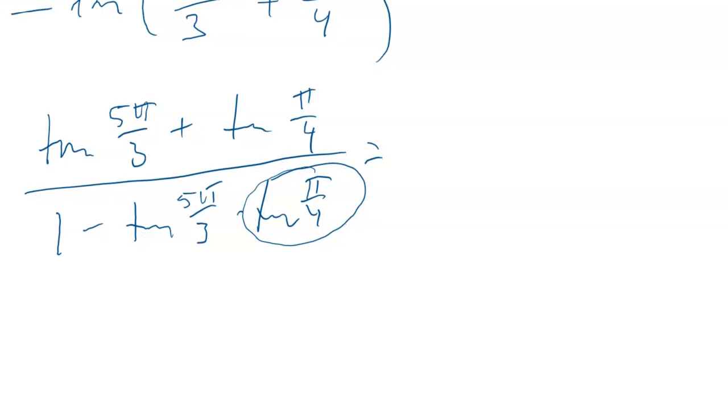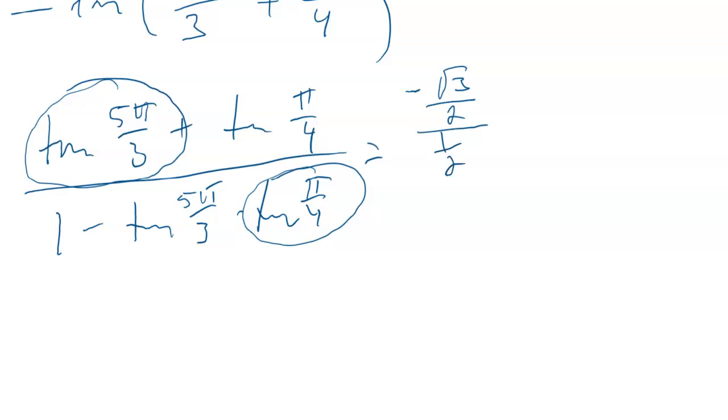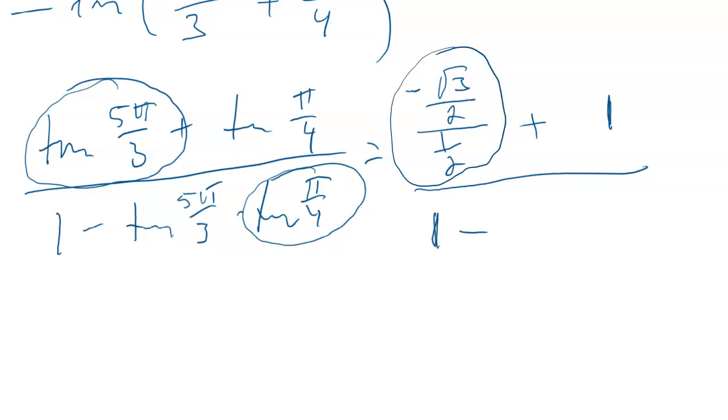I think a tangent of sine over cosine. So tangent of 5 pi over 3 is in the fourth quadrant, so it's going to be negative rad 3 over 2 over 1/2, again sine over cosine. Plus tangent of pi over 4, well, that's just 1. Or if we want, rad 2 over 2 divided by rad 2 over 2. And then we got 1 minus, I'm going to simplify this. I don't want to write it again. That's just negative rad 3.